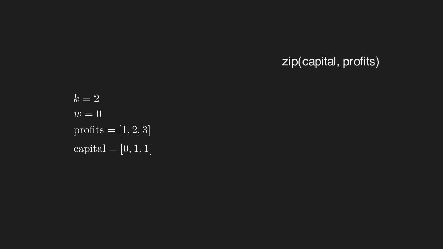Let us perform a rigorous step-by-step derivation using example 1. The given conditions are: maximum projects, k equals 2, initial capital, W equals 0. The profits array is [1, 2, 3], and the required capital array is [0, 1, 1]. Our first algebraic step is to pair these corresponding elements together to maintain their relationship, creating an array of tuples containing capital and profit.